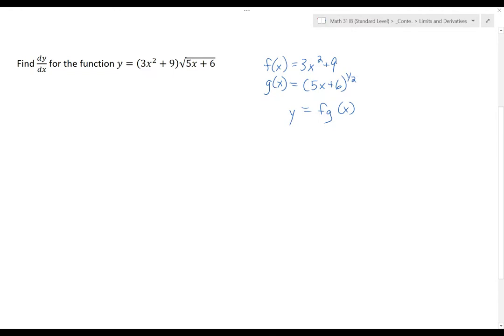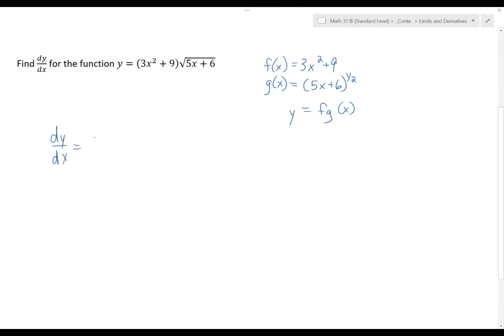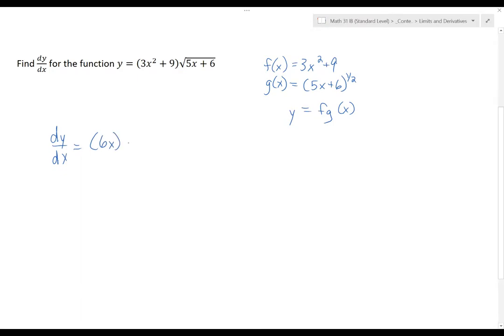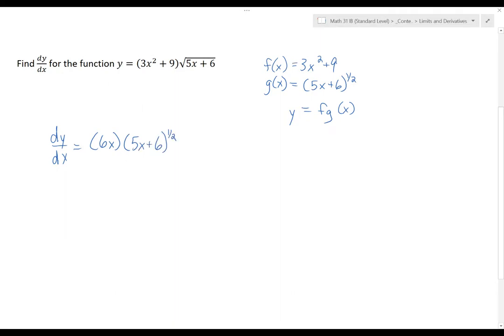So I can apply the rule here. I'm going to derive the first function, so dy dx equals the derivative of the first function, which is 6x, times the second function just as is. And I am going to leave it as a power. So 5x plus 6 to the power of 1/2. I have not derived it. I've left the second function completely alone. I derived the first function and I just copy the second function.